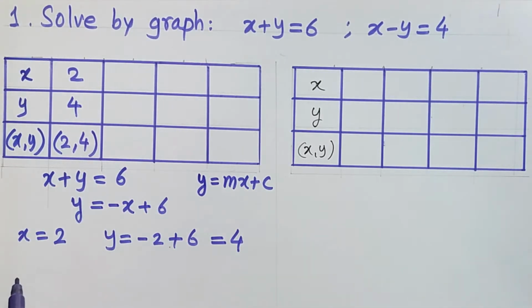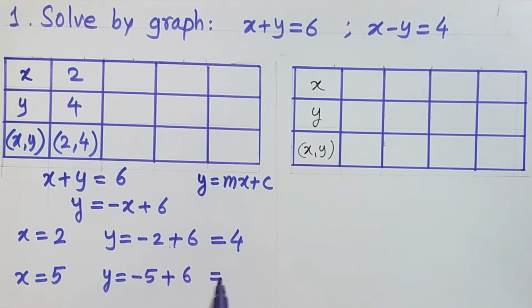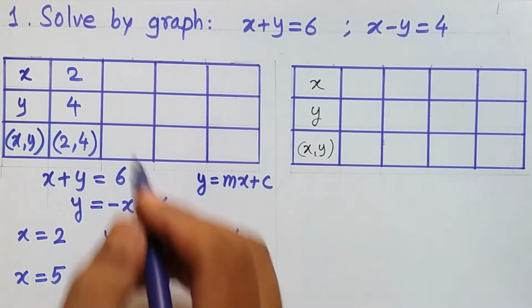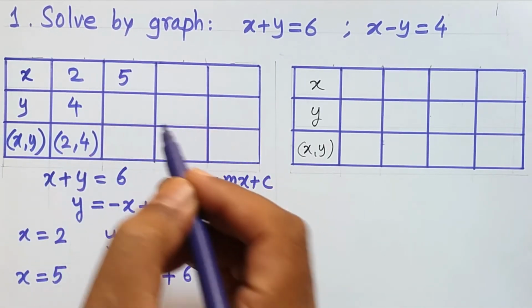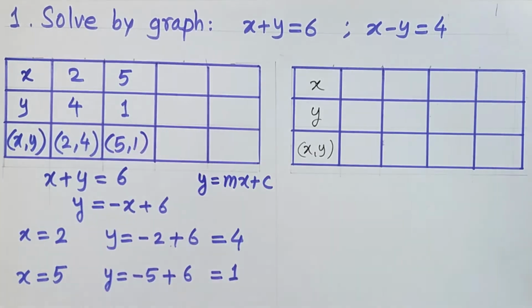Now we take again another value of x. Take the value of x is equal to, suppose, 5. So put here in this equation y is equal to minus 5 plus 6. Minus 5 and plus 6 will be 1. So we get here another pair, 5 and 1. This is the second pair.